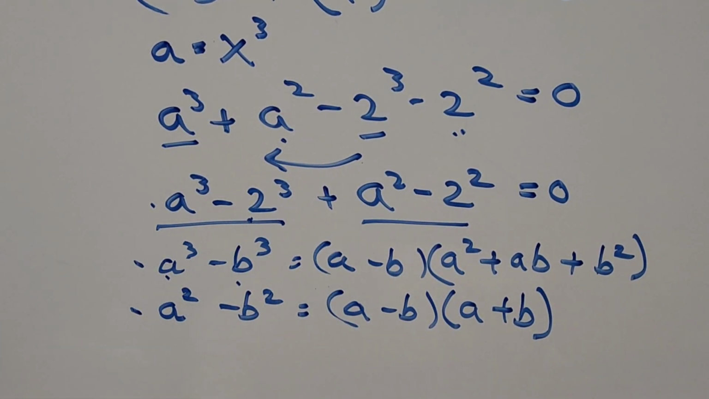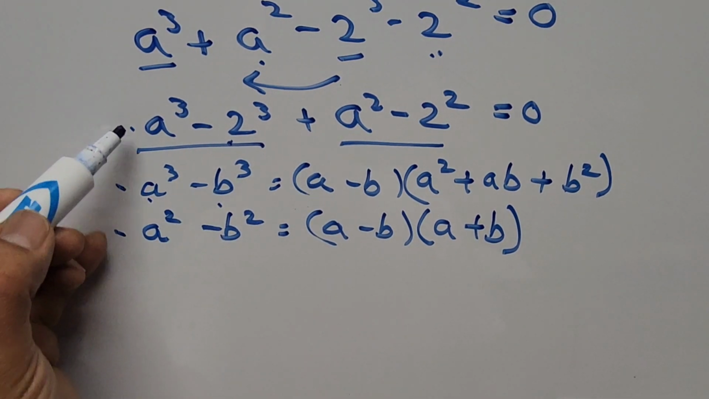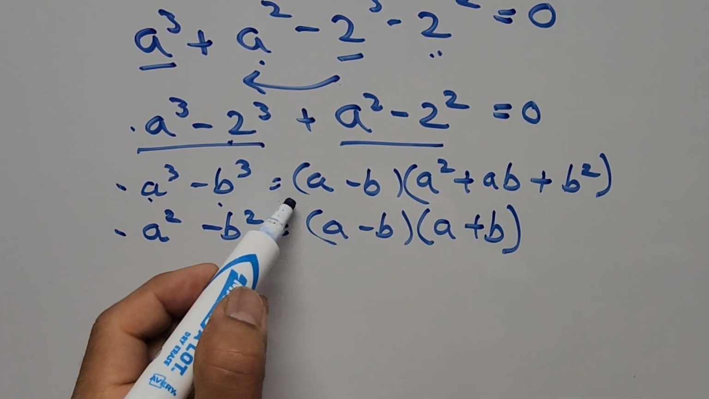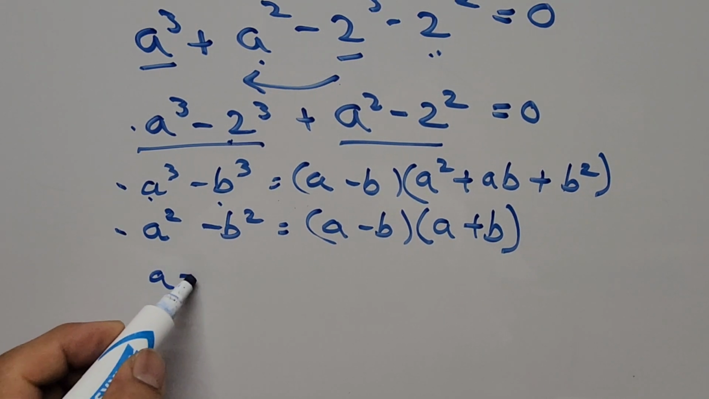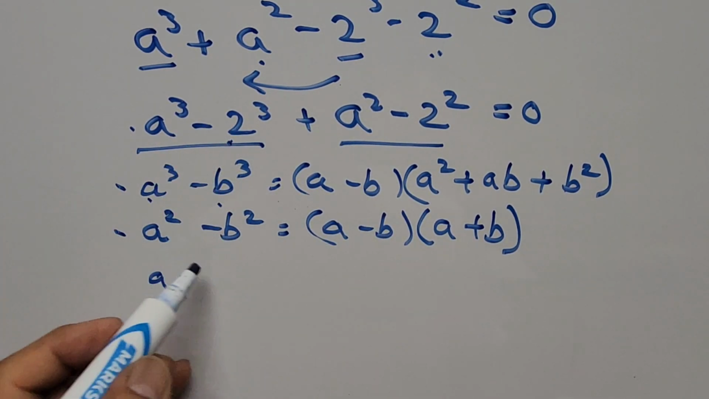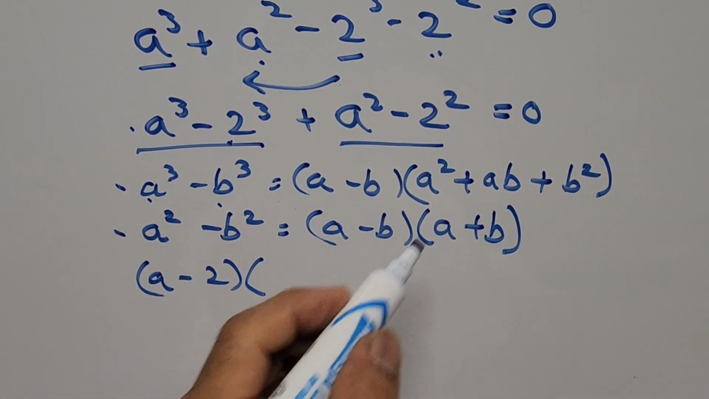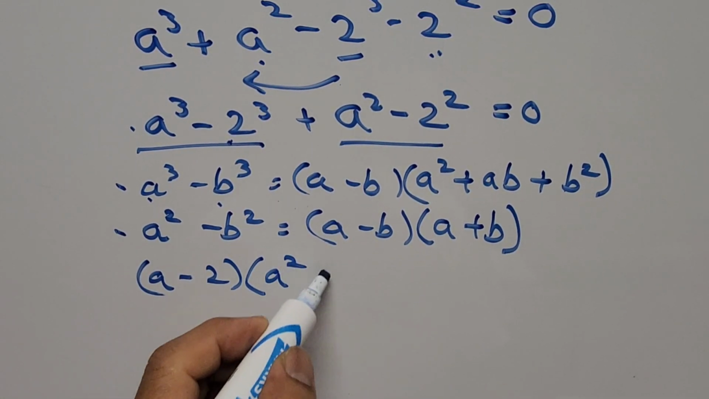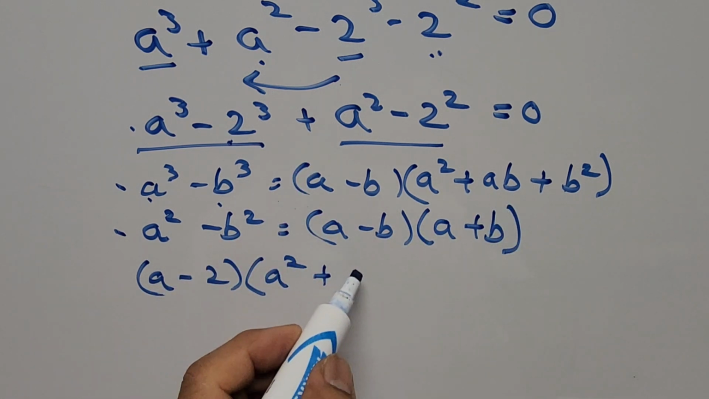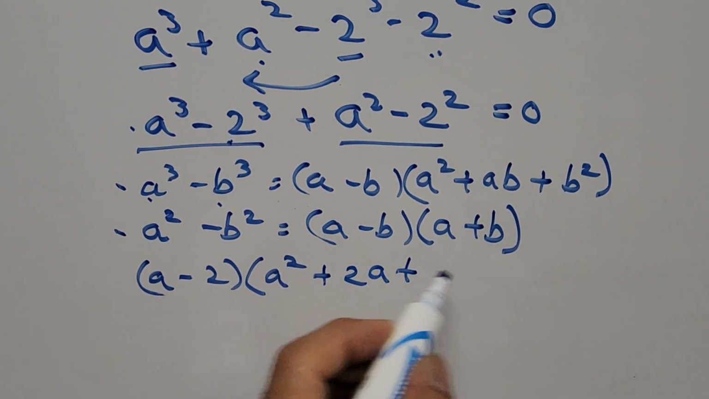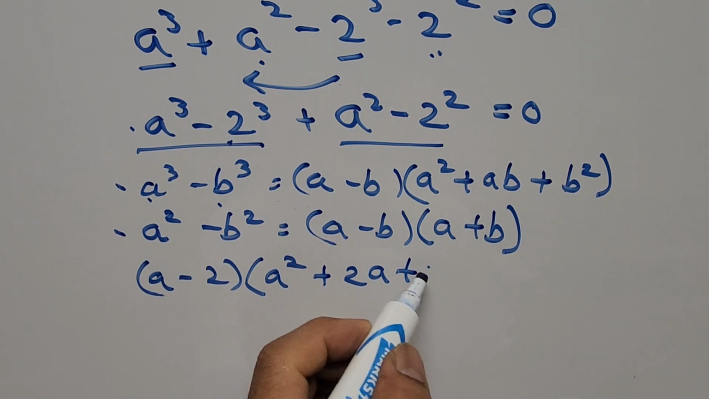All right, so let's do that. So a cubed minus b cubed is now this one right here in the expanded form. That is where a is the same a, minus b. B here is 2, so a minus 2 times the quantity a squared plus a times 2, so 2a, plus b squared, that's 2 squared. 2 squared is 4.